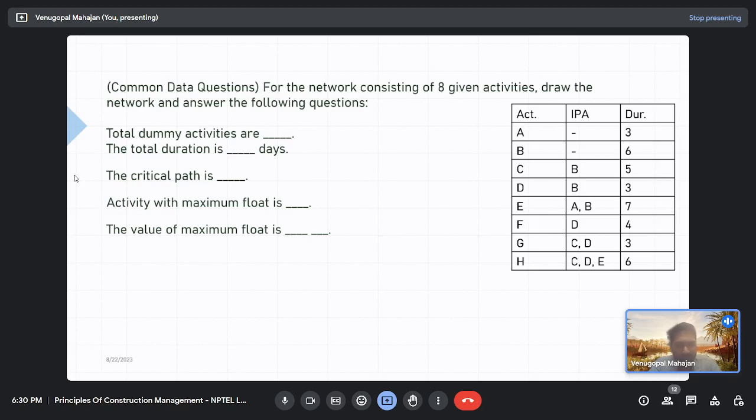Do you guys want me to elaborate on this, or I will let it be? Okay, so if activity on node network cannot have dummy activities, and the question is to calculate the total number of dummy activities, that means you have to make an AOA diagram here, right? Even if it's not given in the question, because there is a question of dummy activities, you have to draw an AOA diagram, activity on arrow.